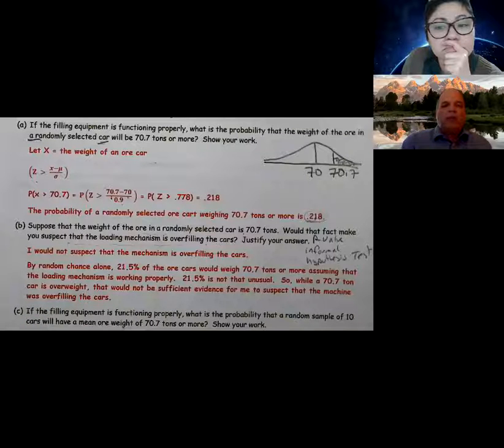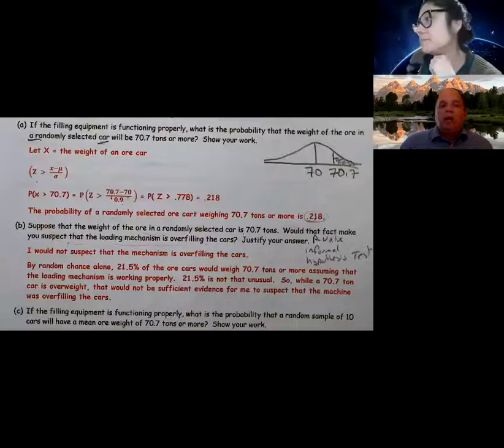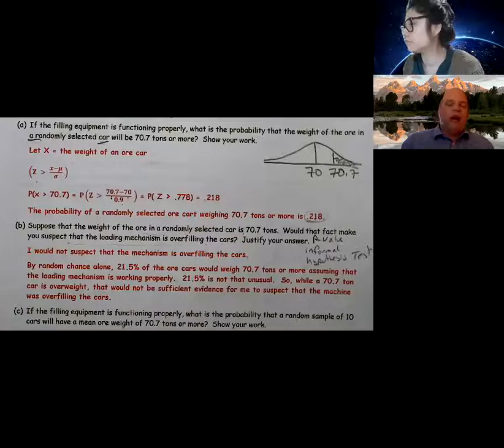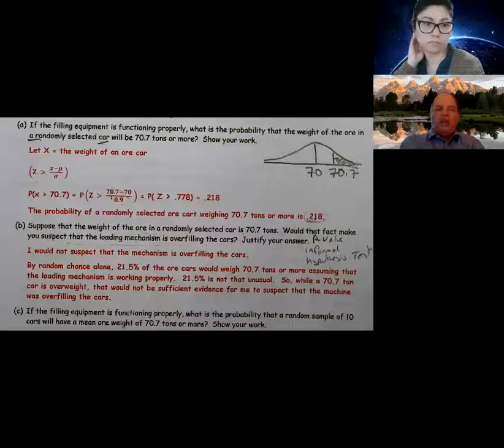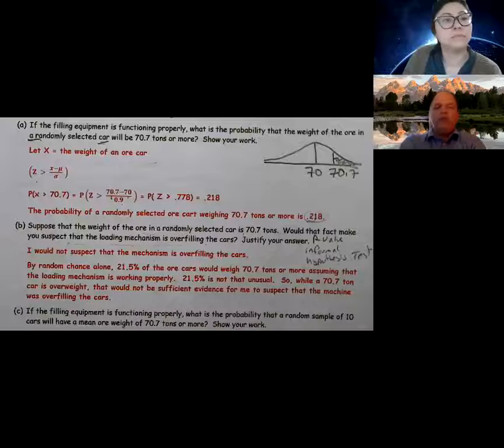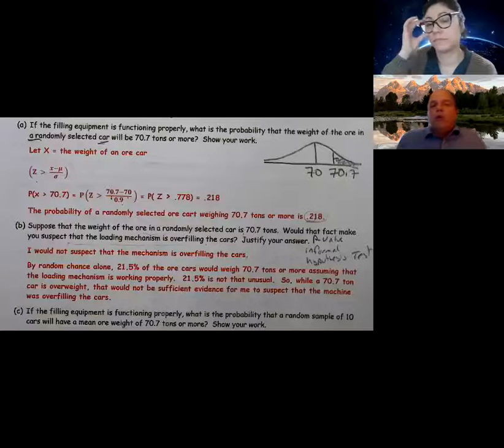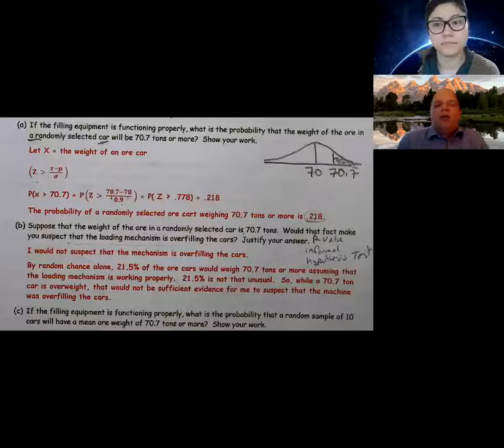And then they say, justify my answer. And I'm going to say by random chance alone, 21.5% of the ore cars would weigh that much. So 21.5% is not that unusual. And if all I wrote was that 21.5% is not that unusual after I said that I would not suspect it, that'd be fine. But you need to say that you wouldn't suspect, that's your decision, and you need to say why, which is the 21.5%. Now I went on further, so while a 70.7 car is overweight, that would not be sufficient evidence for me to suspect that the machine was overfilling the car.